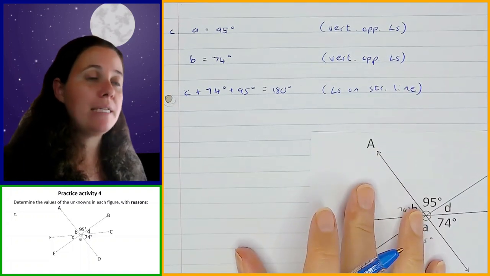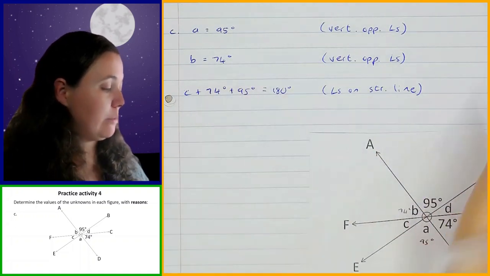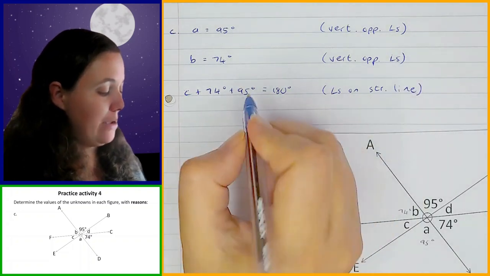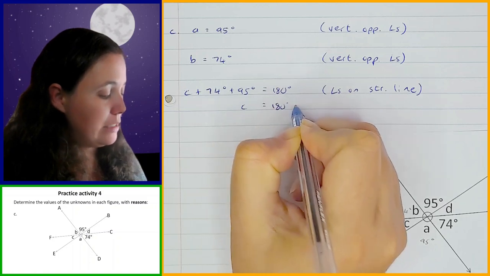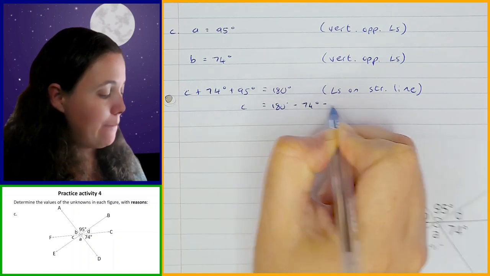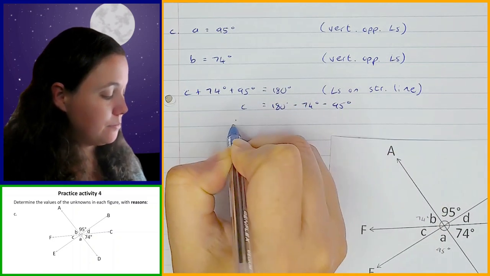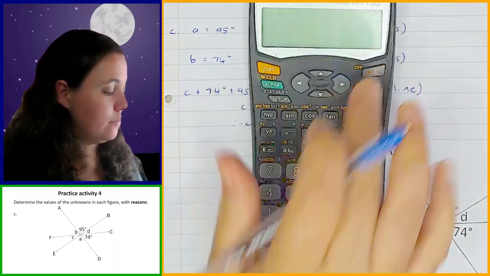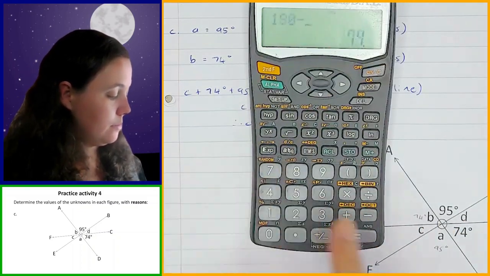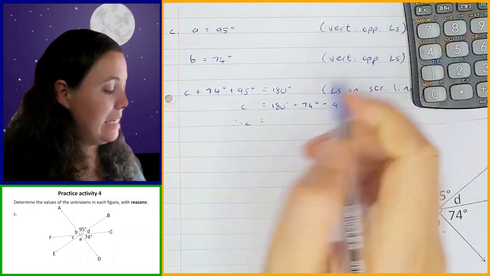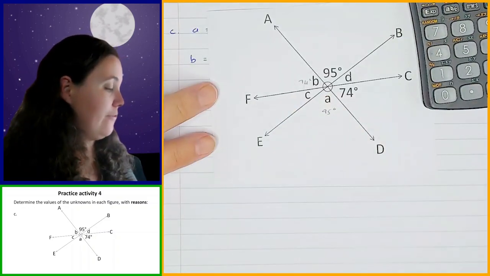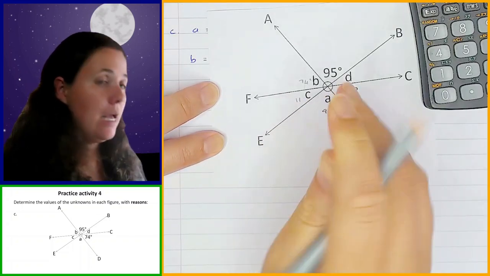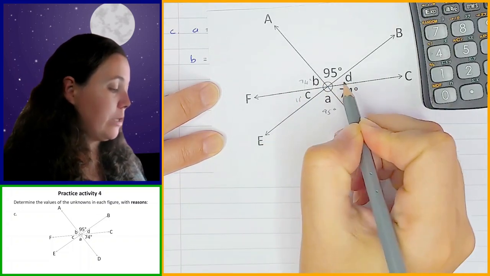Okay, once I know that, I can then go and solve for C. So I'm going to take my 74 and my 95 across and subtract them on both sides. That's 180 degrees minus 74 degrees minus 95 degrees, and that gives me 11 degrees. So now I know that C is 11 degrees. So if I fill that in over here, now I can use that to work out what D is.